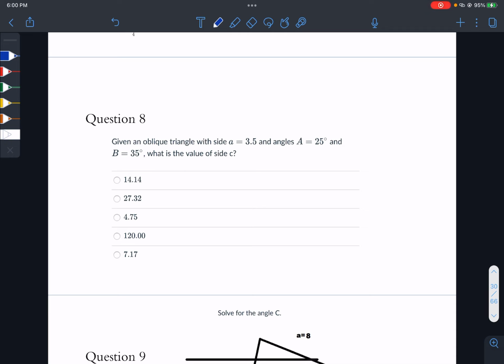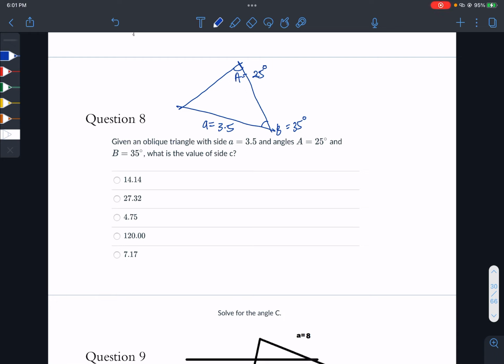Okay. So next would be for an oblique triangle. Given side A, which is 3.5, and angle A is 25 degrees, and angle B is 35 degrees. So what's the value of C? So again, you have side A, which is 3.5, then angle A, which is 25 degrees. Wherever B is, let's say this is B, which is 35 degrees. So what is side C?